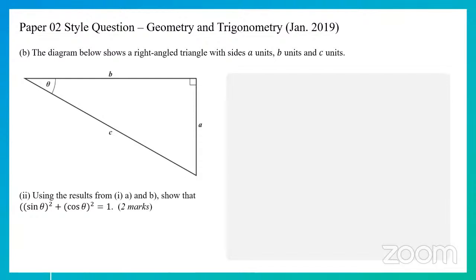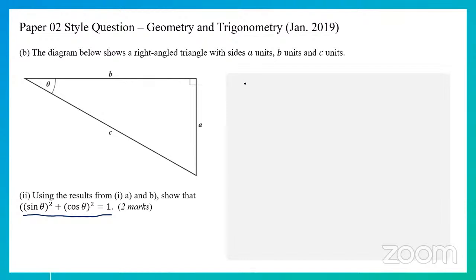Moving right along. So using the results from part A and part B, show that sine theta squared plus cos theta squared equals 1. So this is a little bit similar to proofs and trigonometric identities, where, if you do add maths, you would be familiar with that. So here we're just trying to prove that sine theta squared plus cos theta squared is equal to 1.